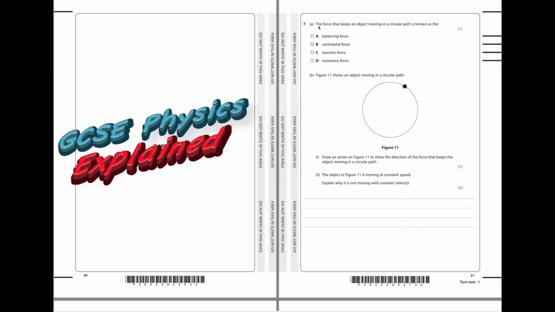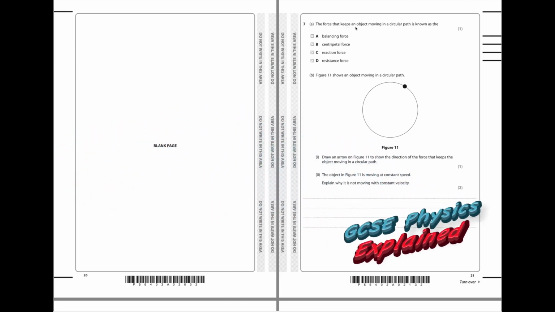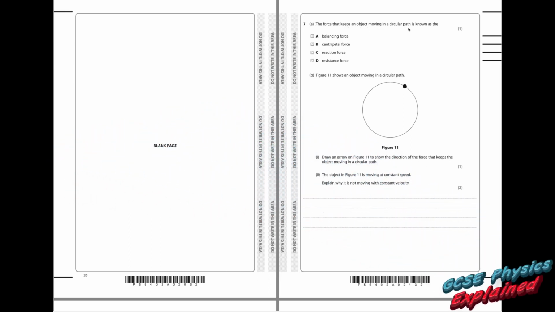Question 7. Part A. The force that keeps an object moving in a circular path is known as the, well, it's centripetal force. So I guess you either know it or you don't. Part B. Figure 11 shows an object moving in a circular path.